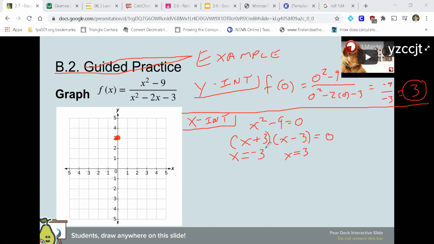Don't plot those yet. You might be tempted to plot those, but those are your possible x-intercepts. We have to compare this with our vertical asymptotes to see which ones truly are x-intercepts, and which ones are just holes in the graph.